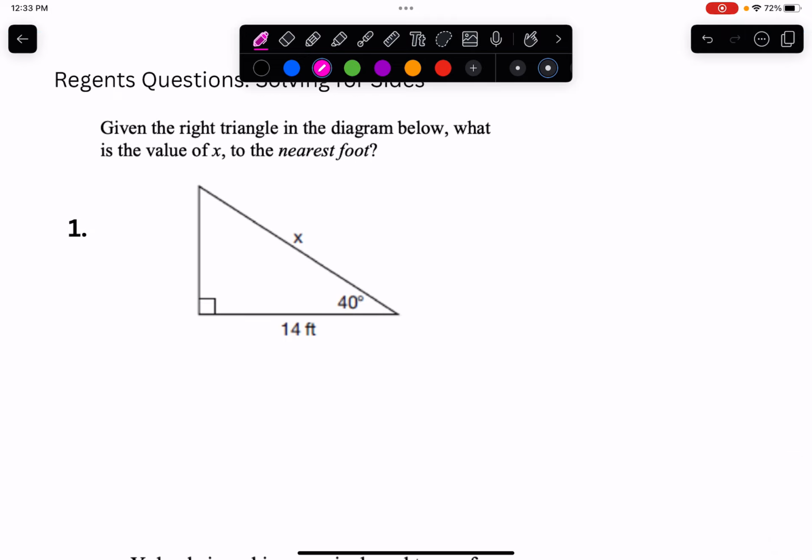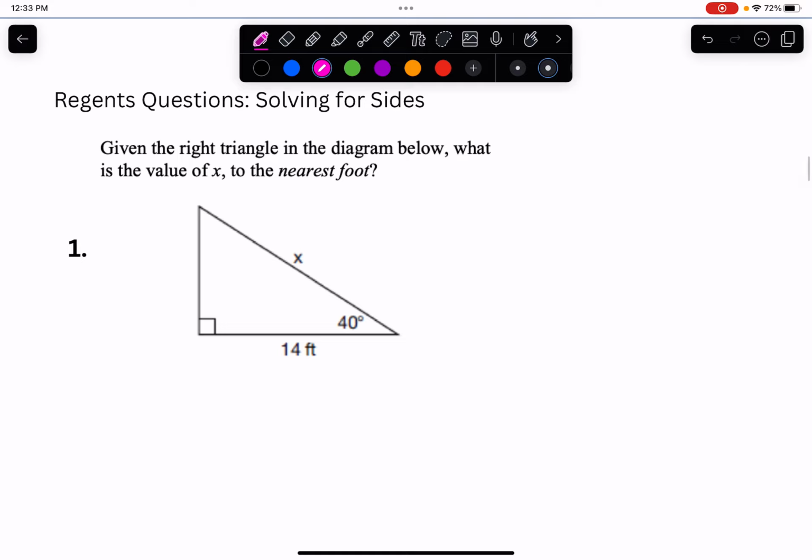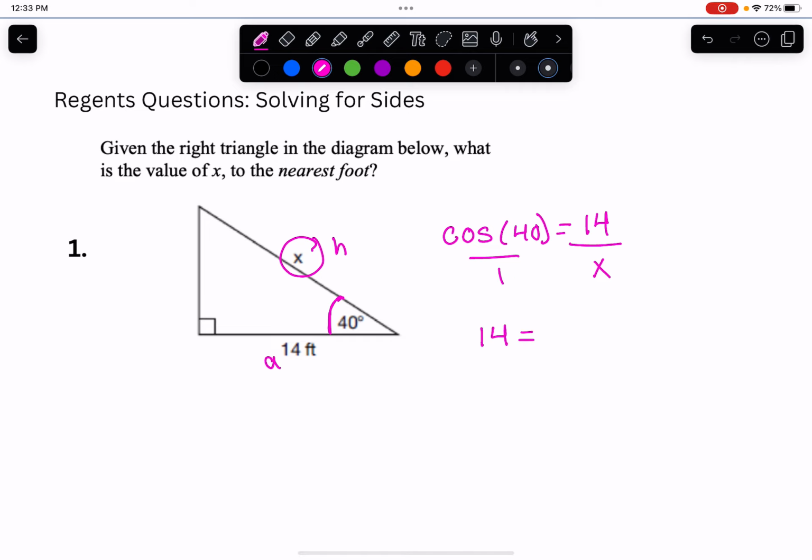So now again, here are some example Regents questions. So if we're solving for x, x is the hypotenuse, and we're given the adjacent. So we're going to be dealing with cosine of 40 degrees, which is equal to the adjacent 14 over our hypotenuse. So we would cross multiply.